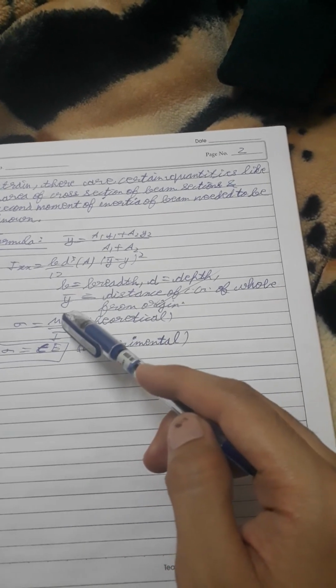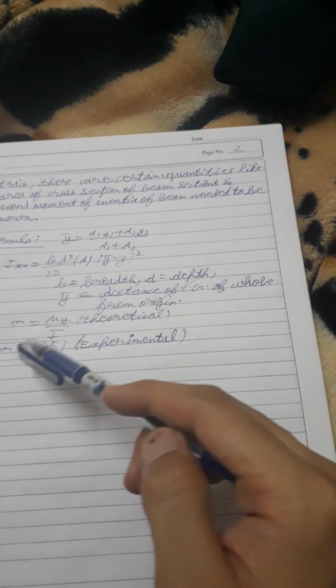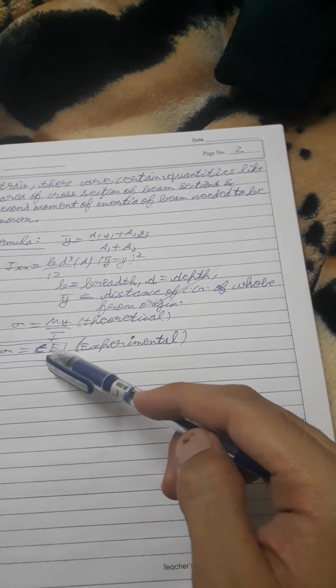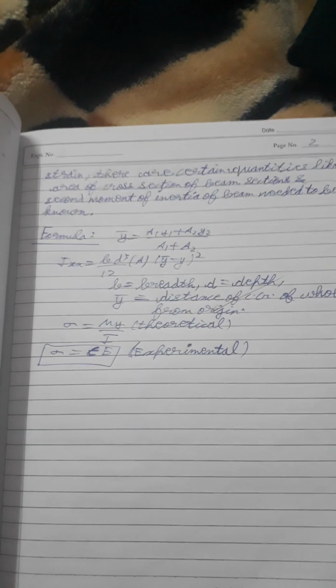Sigma is equal to My over I, theoretical. Sigma is equal to epsilon E, experimental.